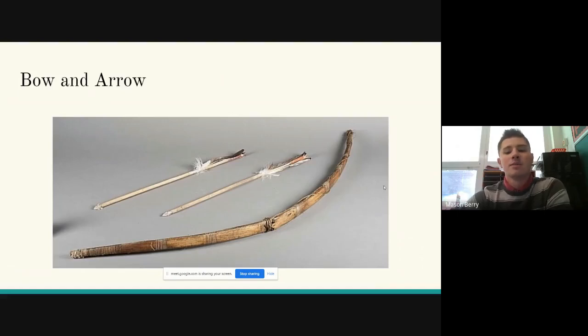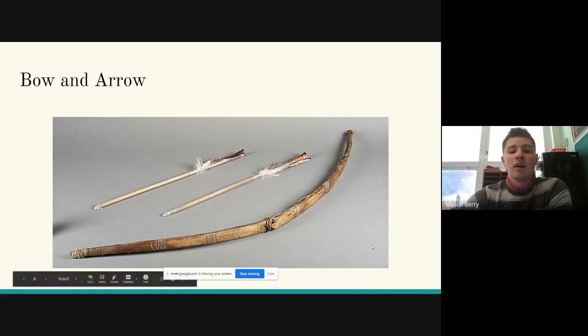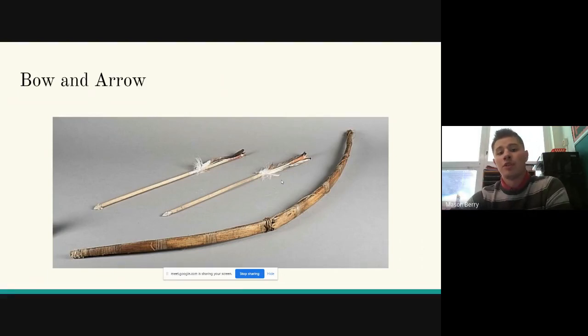All right, next up is a bow and arrow. We all know what bows and arrows are. If you were to find this in any sort of archaeologist dig, it would help an archaeologist to understand that, hey, these Native Americans who lived here used bow and arrows to hunt or fight with.